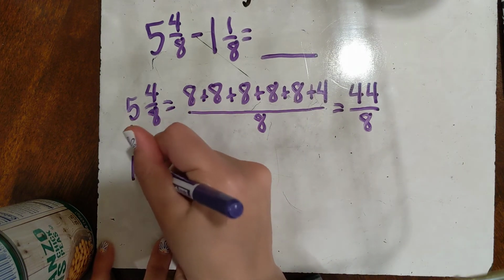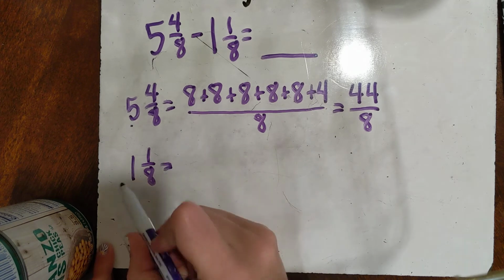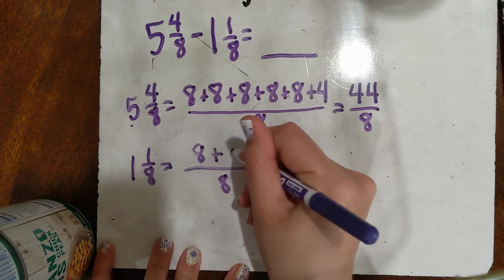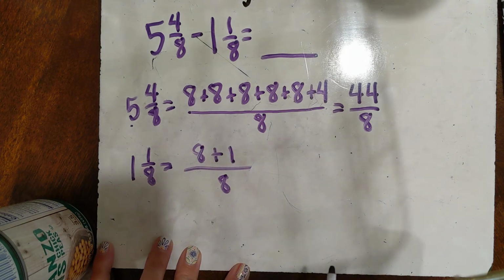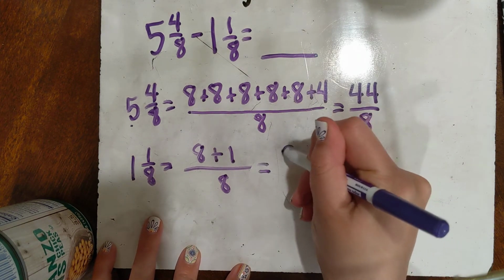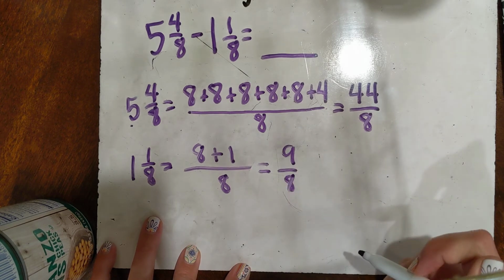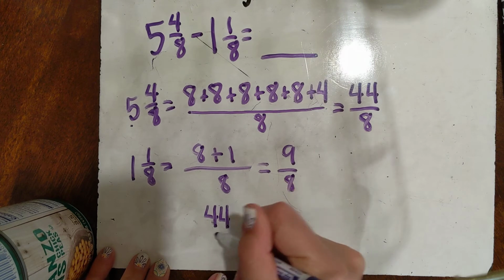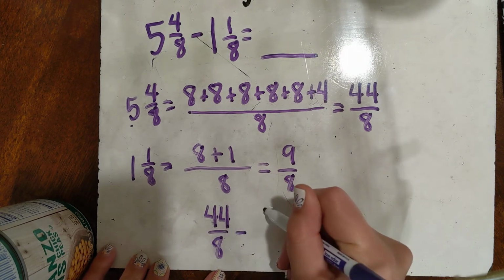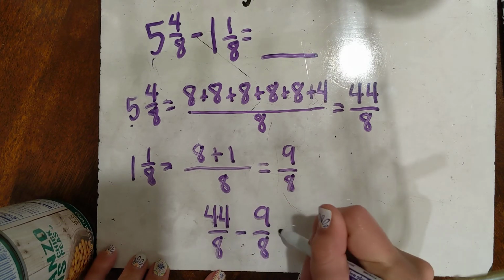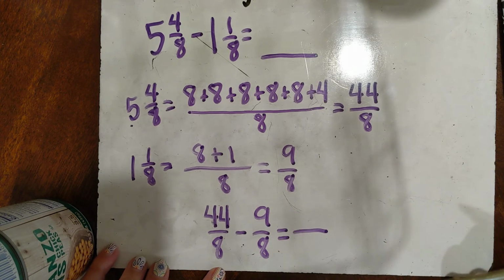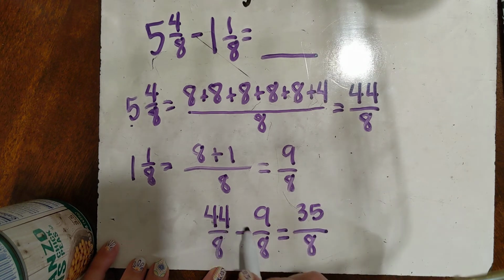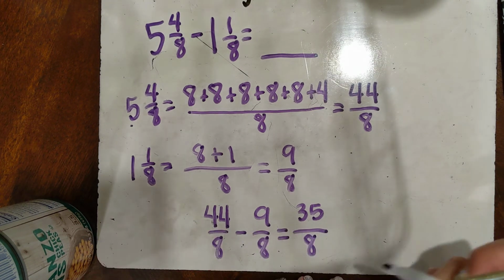Now 1 and 1/8. This 1 is worth 8/8, and then I have another 1 for the fractional part, which equals 9/8. So I have 44/8, subtract 9/8, equals 35/8, because 44 take away 9 is 35.